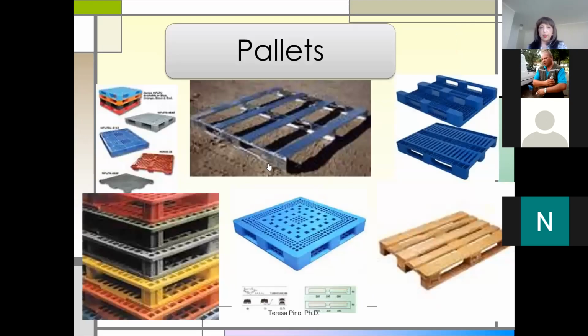In the pallets, we have three types of pallets. We have the aluminum pallets, plastic, and wooden pallets. Again, because the wooden pallets are made of wood, you need a phytosanitary certificate for them. So that's something you also have to consider. Very cheap, expensive, more expensive. Aluminum pallets are only used for airplanes. They're never used for trucks or for vessels. The others you can use anywhere.